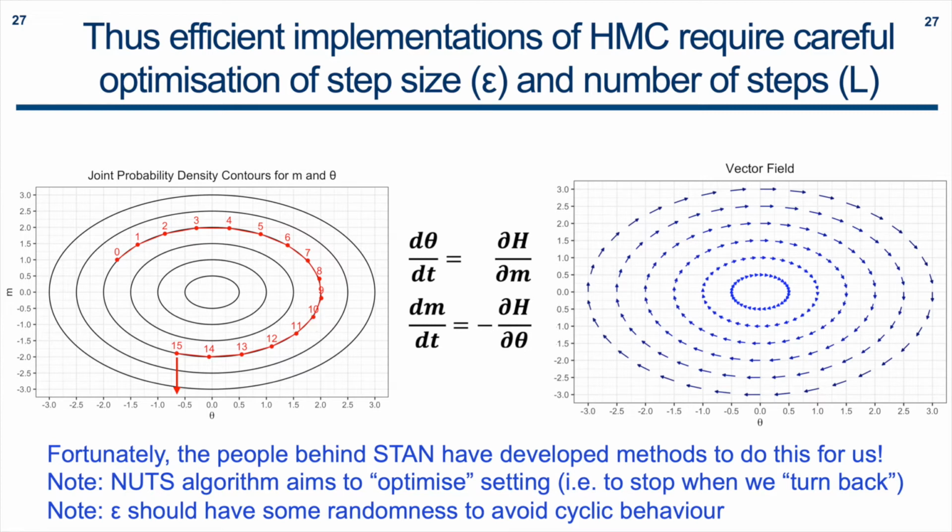Another thing just to finally mention, this epsilon we talked about it being 0.3 or 0.4, but actually it should have some randomness. You could imagine here if we did do 20 steps all the way around, we might end up in a very similar position, and then we do another 20 steps again with the same epsilon, we end up in exactly the same position. And the danger is that we end up just repeatedly going through exactly the same loop. So it makes sense to put some randomness into that epsilon value.